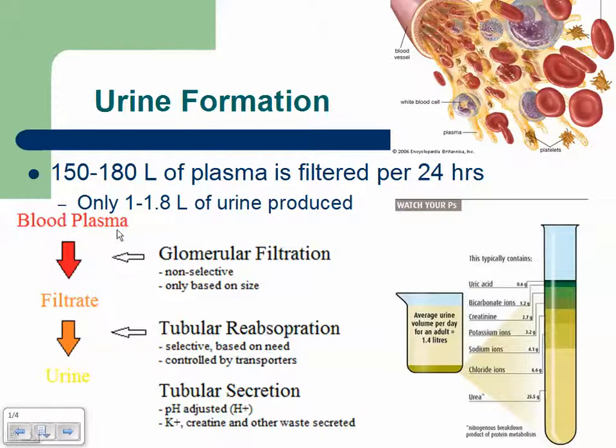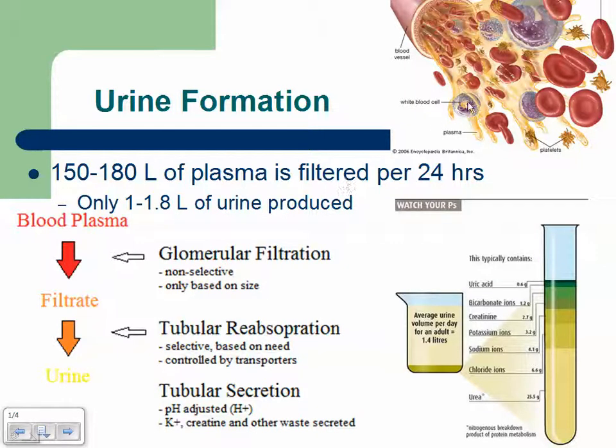So we start out with the blood plasma, and step 1, as it reaches the kidneys and it reaches the glomerulus, that little knot of capillaries, is that it's getting forced out by that high pressure. That's called the glomerular filtration. And remember, this was non-selective, so anything that's small enough to go through those little podocytes is going. Okay, it's only based on size.